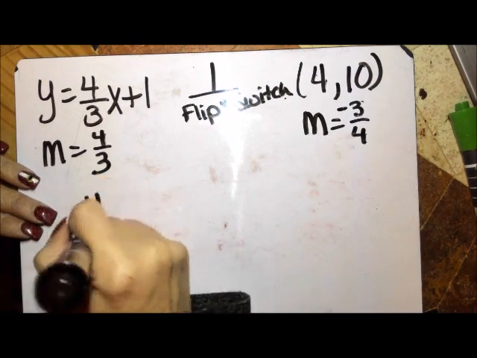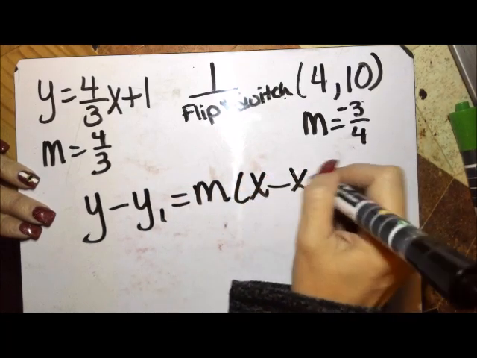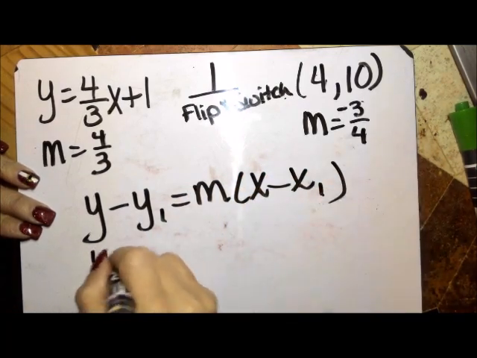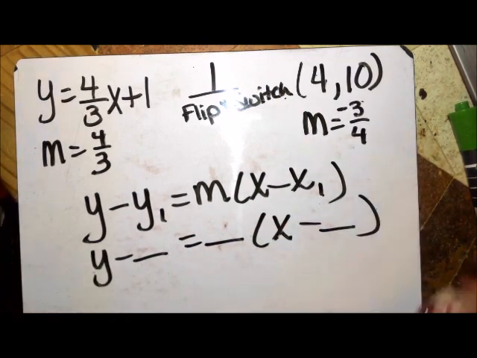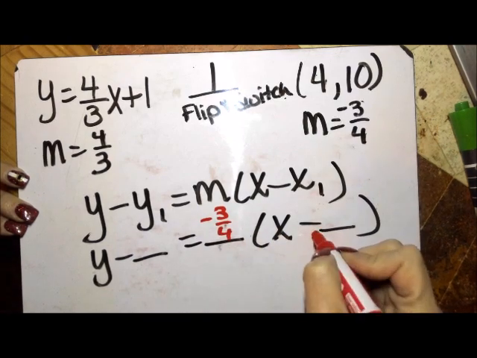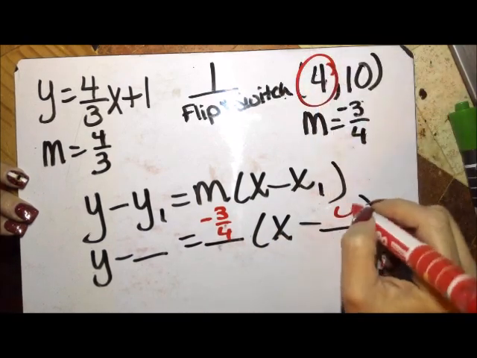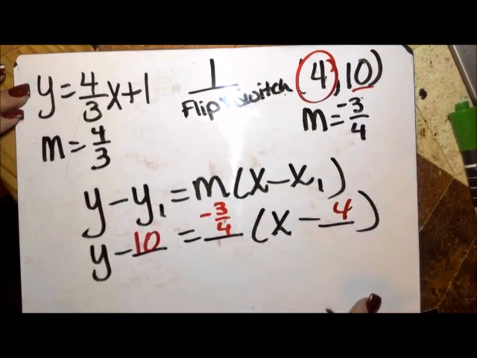From here, it's the exact same thing. Y minus y1 equals the slope times x minus x1. Or y minus blank equals blank times x minus blank. My slope is negative 3 over 4, so I'm plugging that in here. X stays with x. Here's the x is 4. Y stays with y. Y is 10. Let me go ahead and simplify this one.